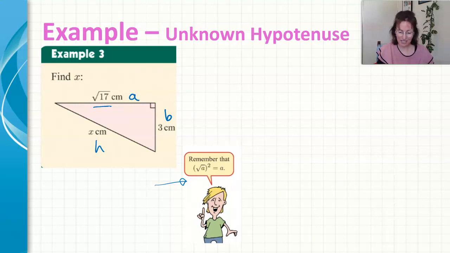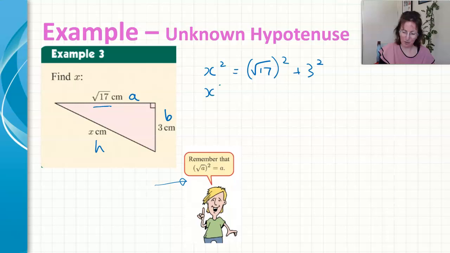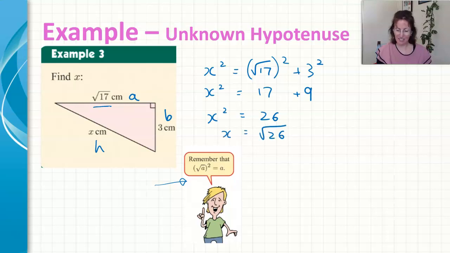So we've got h squared, which is the x squared, is equal to the others squared. What I'd love to see you write is root 17, but you have to square it. Do use brackets, please. Plus the other side squared. Now, what does that work out to be? The 3 squared is 9. That's easy enough. And the root 17 squared just leaves you with that 17 number. So do remember that. And keep working this out. 17 plus 9 gives us 26. Undoing the square gives us the square root of 26. So find x. X is root 26 centimetres. We can just add the units on at the end there.